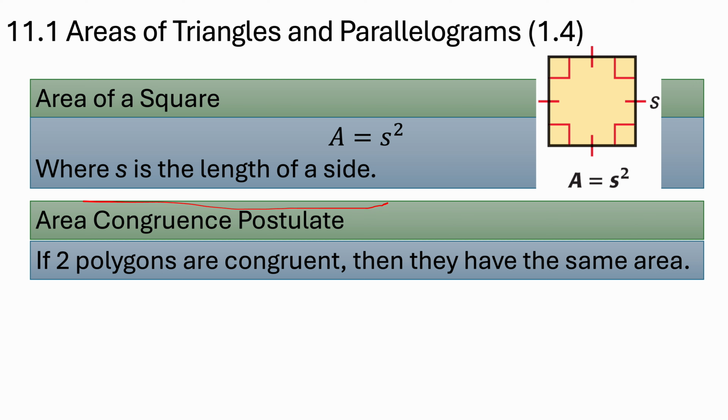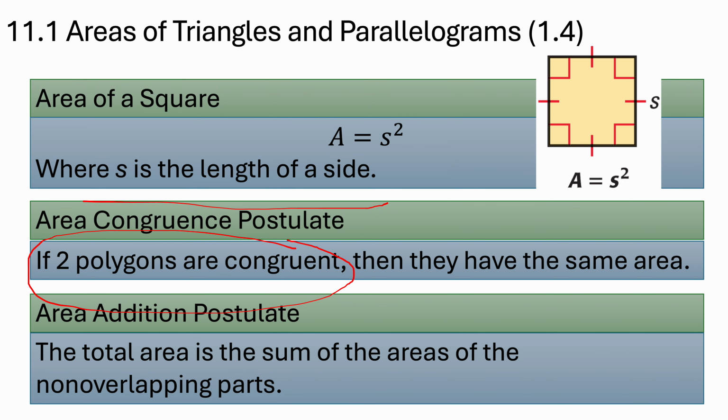Area congruence postulate. If two polygons are congruent, then they will have the same area. Area addition postulate. The total area is the sum of areas of non-overlapping parts.